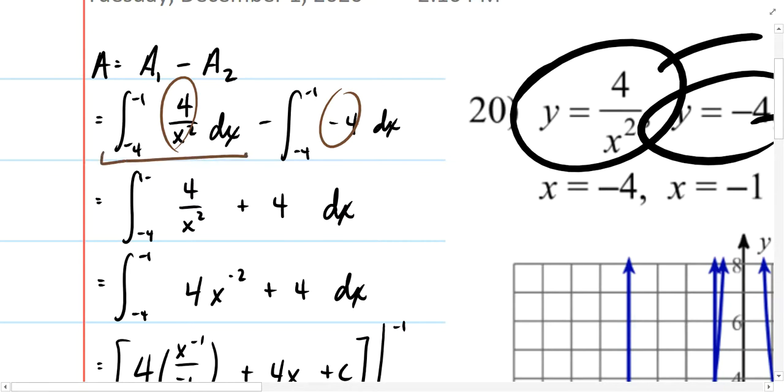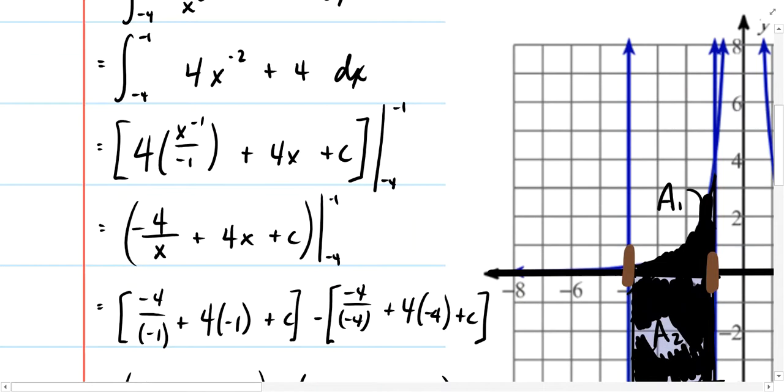This expression calculates area 1. This expression calculates area 2. And you'll notice that I'm subtracting them. But in reality, since the boundaries are the same, I can just as easily combine this into a single function. So 4 over x squared minus -4 is the same as +4, and I'll go through the same process as usual to find the antiderivative and evaluate at our two positions.